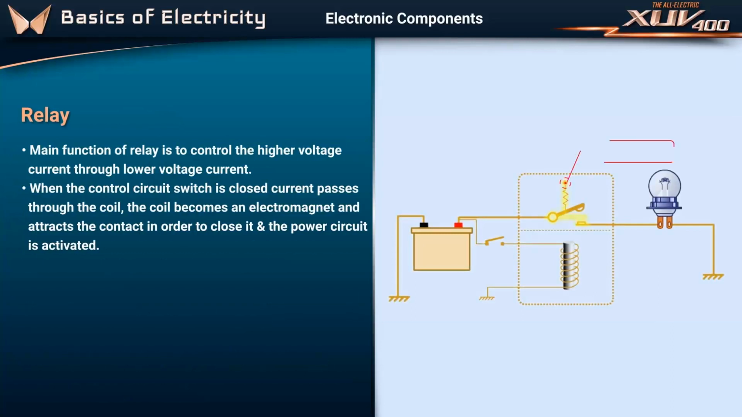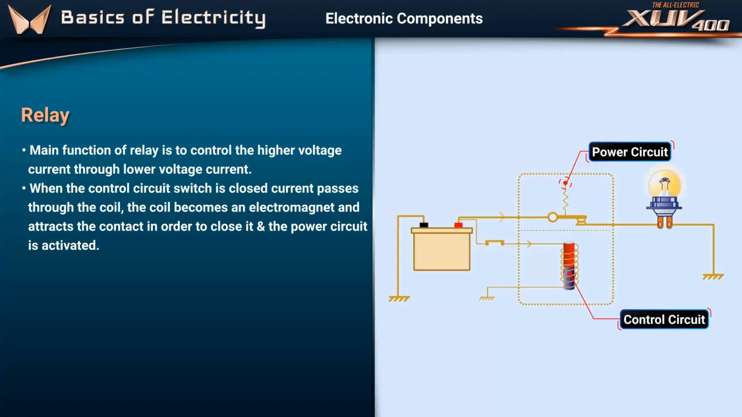Relay. The main function of a relay is to control the higher voltage current through lower voltage current. When the control circuit switch is closed, current passes through the coil, which becomes an electromagnet and attracts the contact in order to close it, and the power circuit is activated.